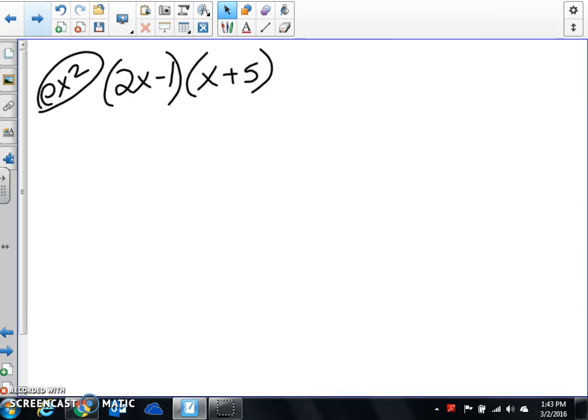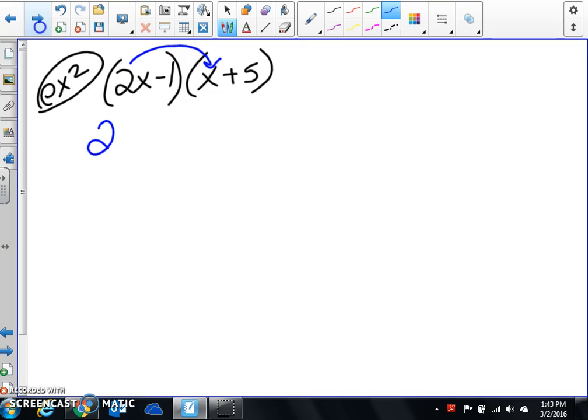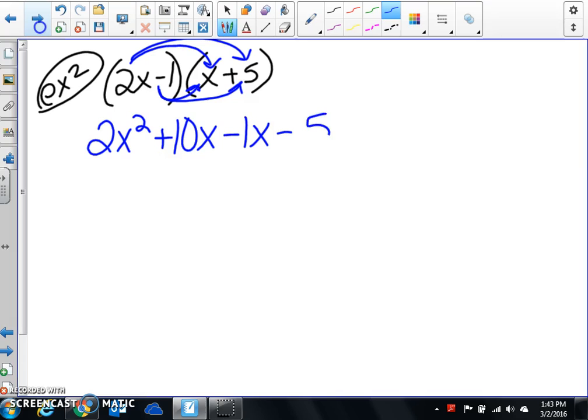All right, so I have a binomial times a binomial, so I know I'm going to have 4 different arrows. So I'm going to start by distributing out my 2x. So 2x times x is 2x squared. 2 times 5 is a positive 10, and then I have my x. Now I go down here. Negative 1 times x is negative 1x, and negative 1 times 5 is a negative 5.